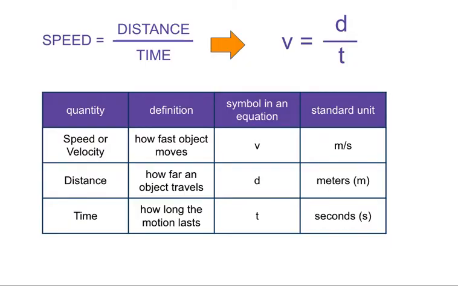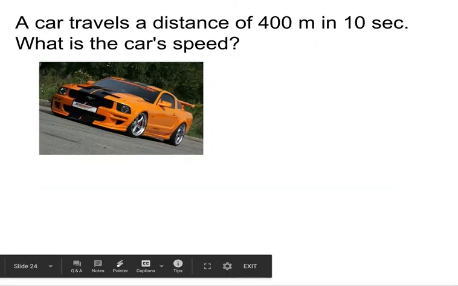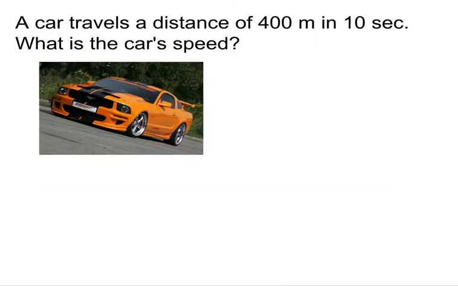Now let's take a look at some examples of how to use this equation. A goal of physics is to be able to predict the motion of various objects. In this video, we're going to look at how the speed equation can be used to make those predictions. This problem deals with distance, time, and asks for speed. You may be able to answer this question just by logically thinking through the information, but I want to show you a strategy that can be used for many different problems and something that we'll use all year.